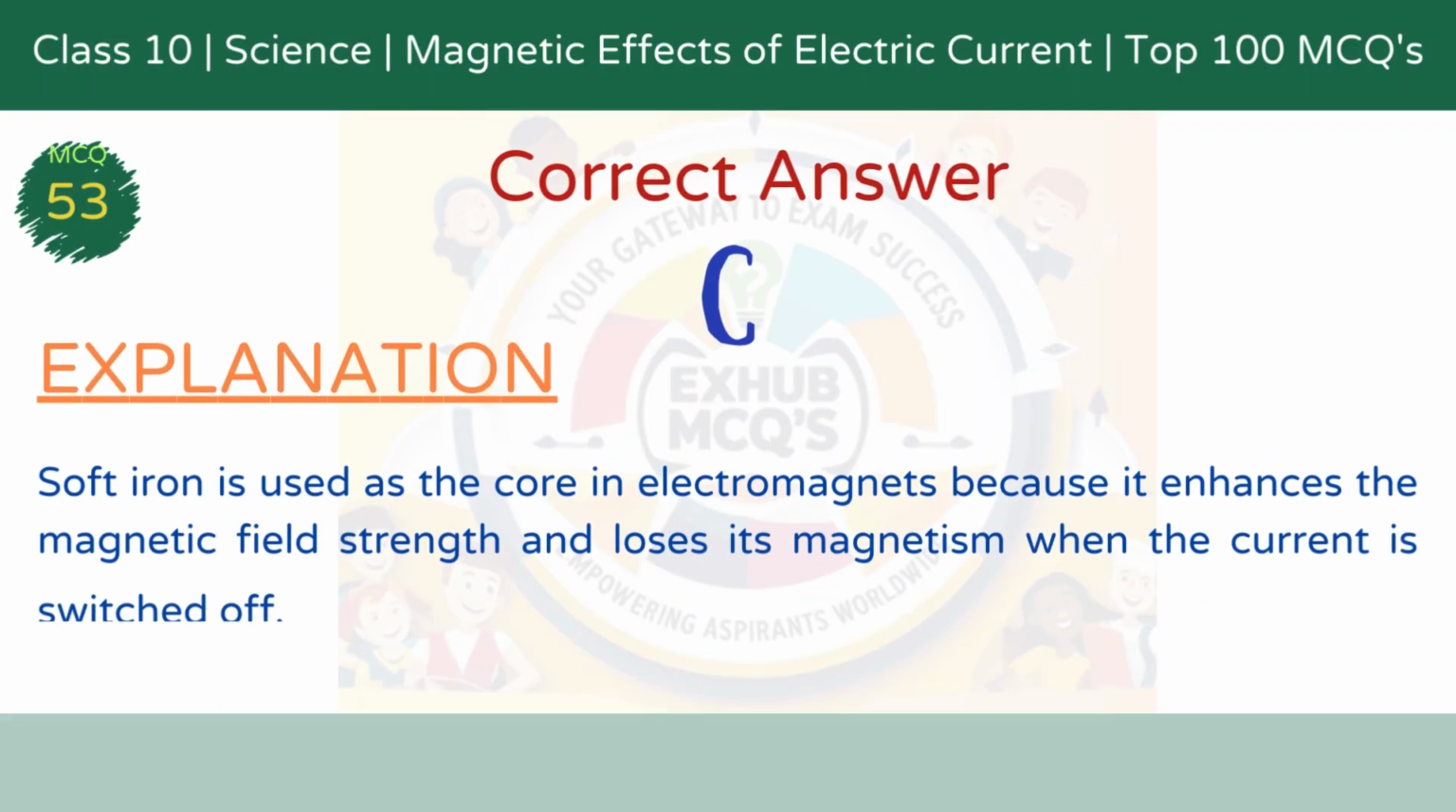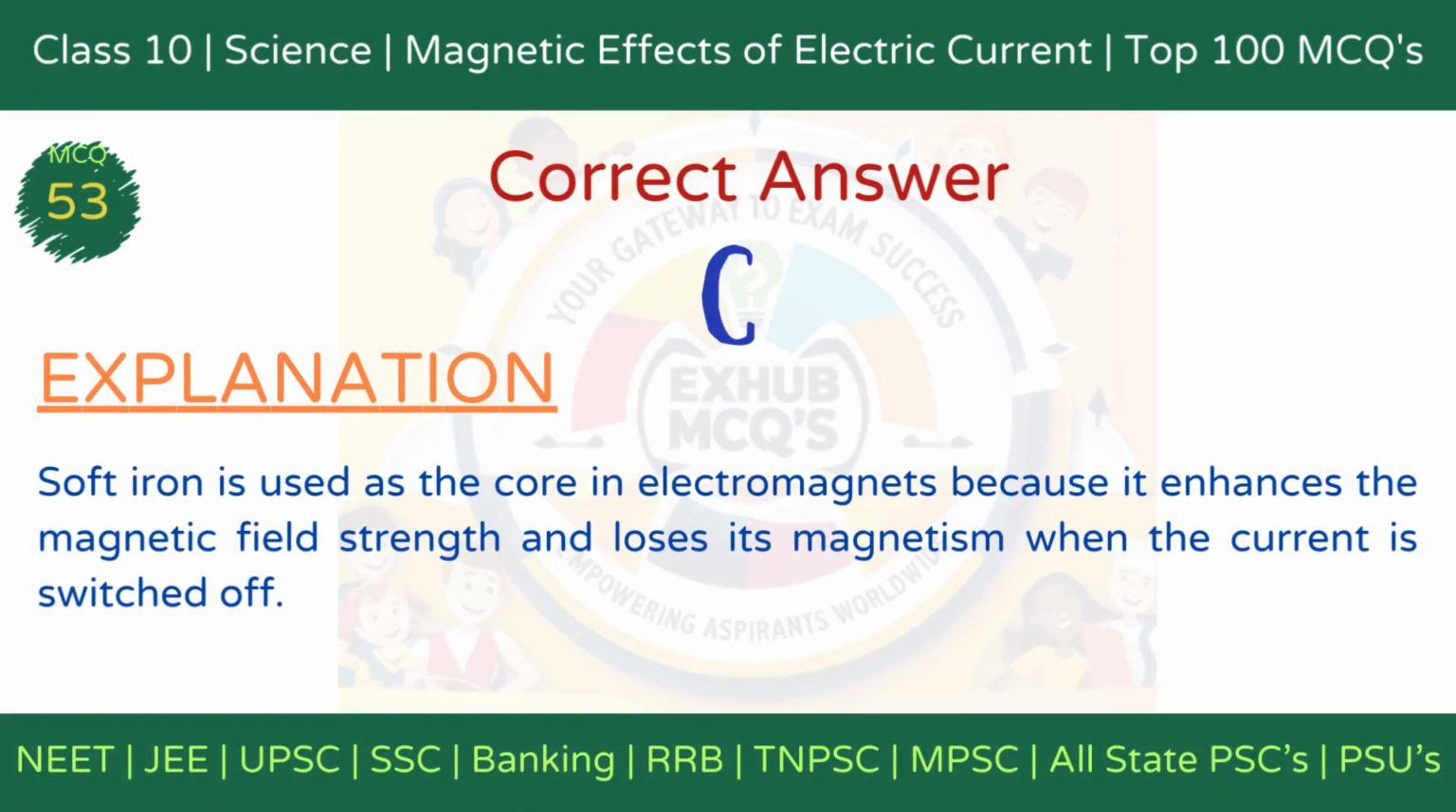The correct answer is option C, soft iron. Explanation: soft iron is used as the core in electromagnets because it enhances the magnetic field strength and loses its magnetism when the current is switched off, making it ideal for temporary magnets.